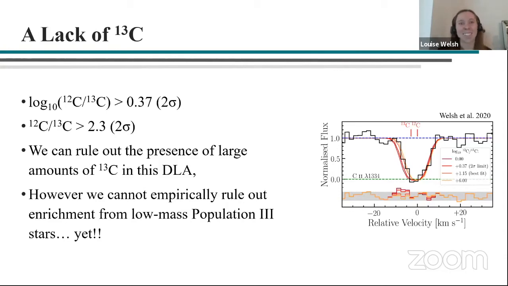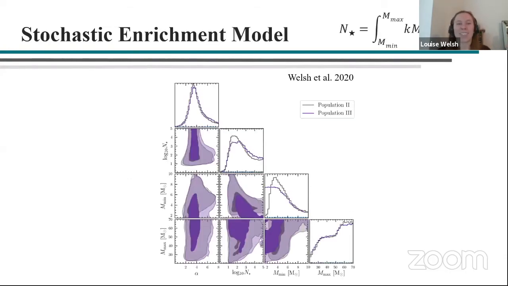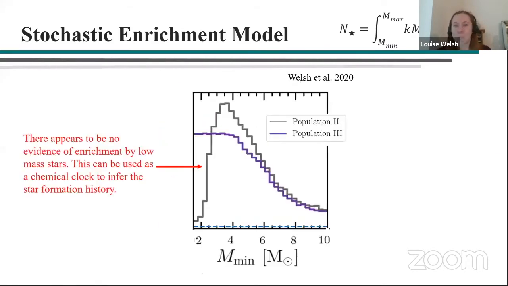But something that we can do is use the entire chemistry of this system to try and model the enriching population of stars. So in this equation in the top right here, we're just trying to gauge the number of stars that have chemically enriched this system that formed within a given mass range where the stars forming obey a power law governed by this slope alpha. And I just want to draw your attention to our estimates on the minimum mass of these enriching stars. And you can see that our estimates are quite different depending on whether you assume this system has been enriched by population 2 stars or population 3 stars.